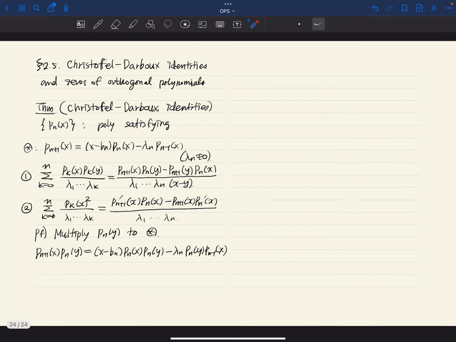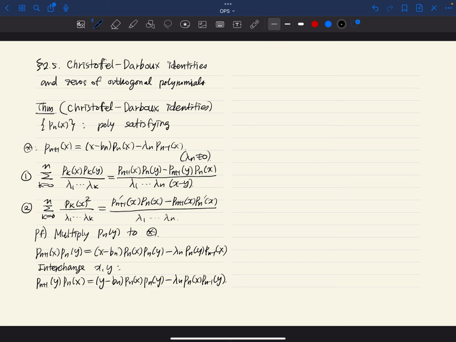And because we also want this with x and y interchanged, we interchange x and y, and we get the exact same thing with x and y replaced: P_{n+1}(y) P_n(x) = (y - b_n) P_n(y) P_n(x) - lambda_n P_{n-1}(y) P_n(x). Now just subtract these two. Then the left hand side becomes P_{n+1}(x) P_n(y) - P_{n+1}(y) P_n(x).